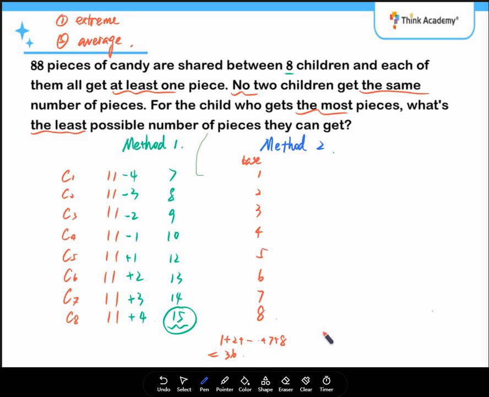But actually what we have is 88 candies, right? Which means we still have 52 candies left. For those 52 candies, since it's an average condition, we need to distribute them as evenly as possible. So we use 52 divided by 8. We get 6, remainder 4. Am I right? So for this 6, as you can see, this is the average.